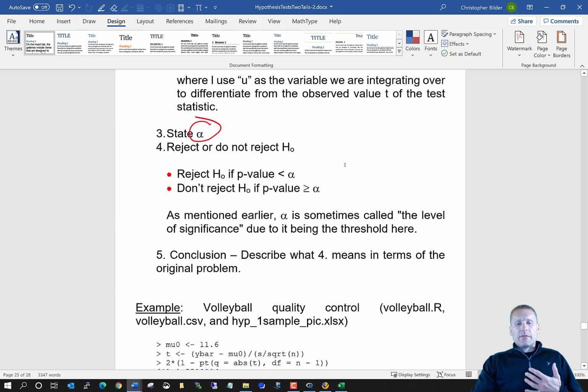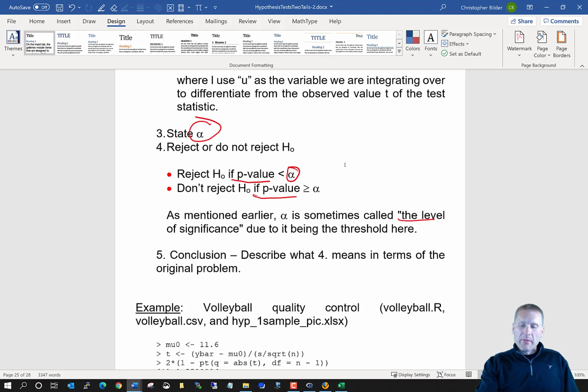Then I decide if I reject or don't reject H0. Simply, if the p-value is less than alpha, reject. If the p-value is greater than or equal to alpha, don't reject. That's it. Make sure you understand why we're looking at it compared to alpha, why greater than means don't reject, less than means reject.